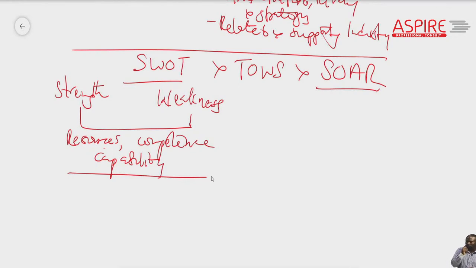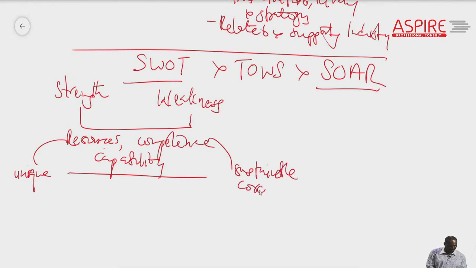I'll be clear. As you are discussing strengths and weaknesses, each of the issues you point out should be related to your resources, your competence, and your capability. Those are the areas you pick them from. What kind of resources? Unique resources. For competence, what kind? Sustainable core competence. So when your points are listed and we cannot see these things in there, clearly it shows there are challenges.